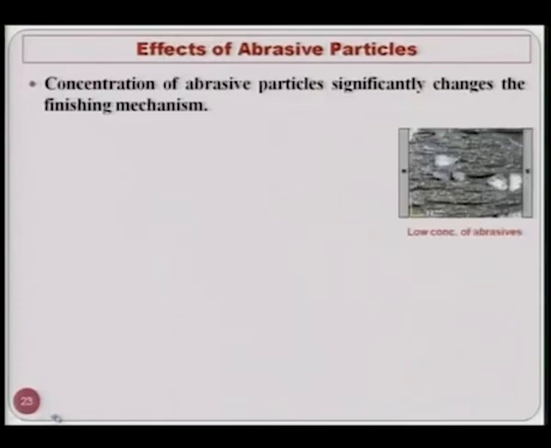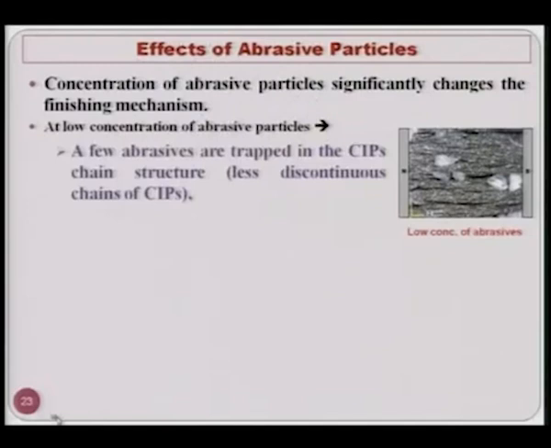Effects of abrasive particles, this is an important figure, as you can see here. Concentration of abrasive particles significantly changes the finishing mechanism. At low concentration of abrasive particles, a few abrasives are trapped in the CIP chain structure, a less continuous chain. Please see it carefully, this is the real photograph which we have taken, and you can see these bigger size particles are the abrasive particles.